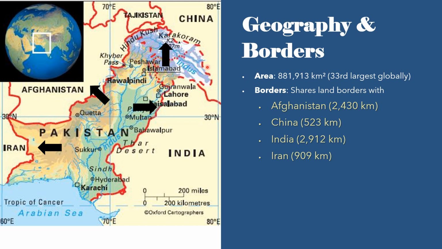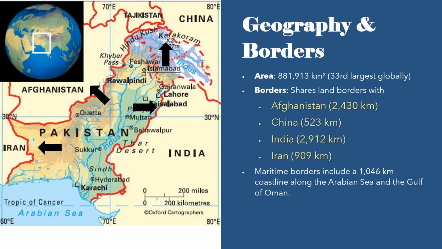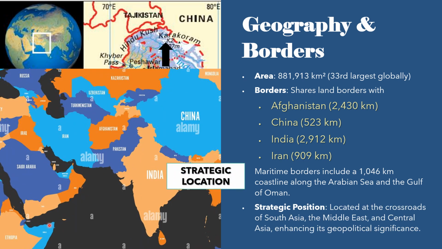All right, but Pakistan isn't just a landlocked story. It has a 1,046-kilometer coastline along the Arabian Sea and the Gulf of Oman. This coastline opens the country to international trade and naval strategy, especially through key ports like Gwadar, which is gaining global attention. What truly makes Pakistan stand out is its strategic location.